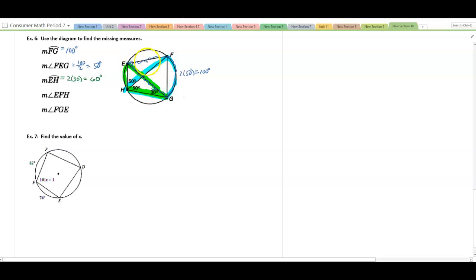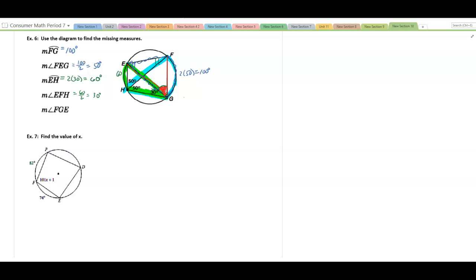And now if I look at EFH, this angle here, if this arc is 60 degrees, that angle would be 60 divided by 2, which is 30 degrees. Now I have to find angle FGE, this angle here. I'm going to go ahead and highlight that, and let's go red. So if I'm looking for this angle here, I notice it goes down that and that.